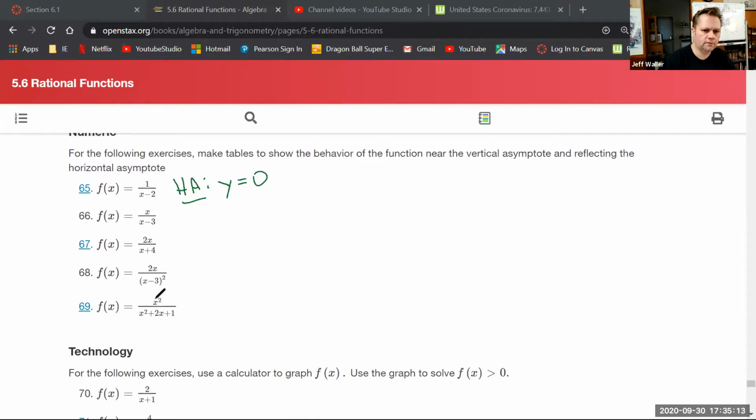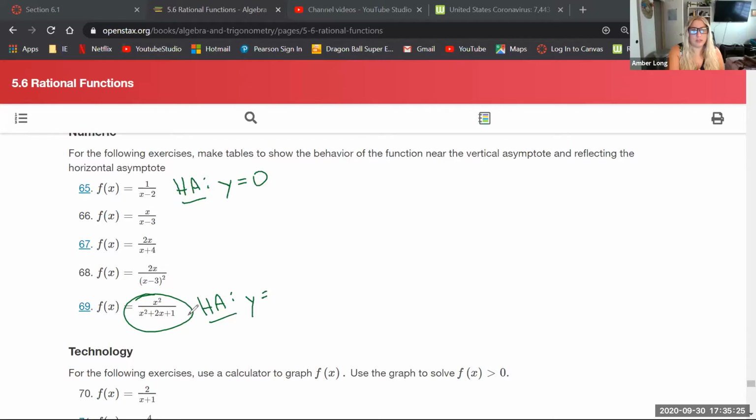So what about this one? What's the horizontal asymptote? What situation am I in there? Would it also be 0? Nope. 1. The power, I'm getting it a few prior. Yeah. All right, wait a minute. Oh, I see.